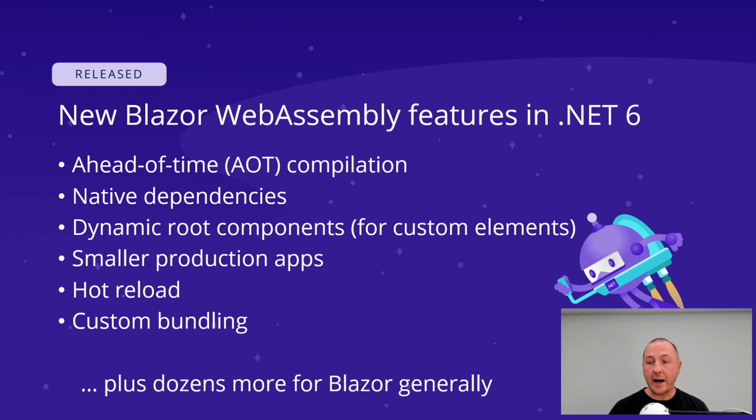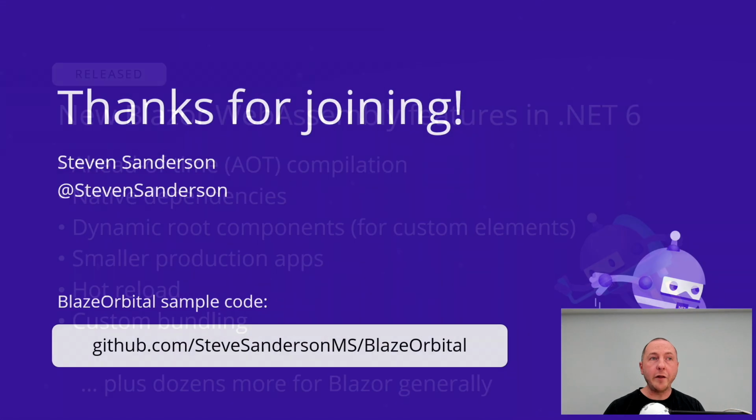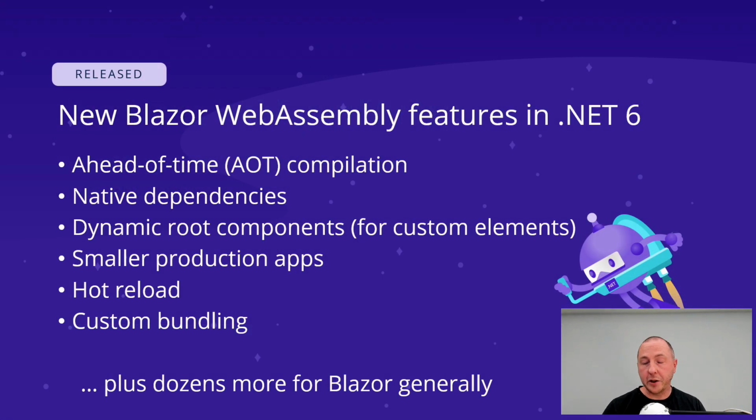We've talked a bit about how production apps can become much smaller if you enable all of the code stripping features. We've looked at quite a few examples of hot reload through this talk. And one thing I didn't mention actually is the custom bundling feature that allows you to control the shape of the published output. You can read docs if you want to see more about that.